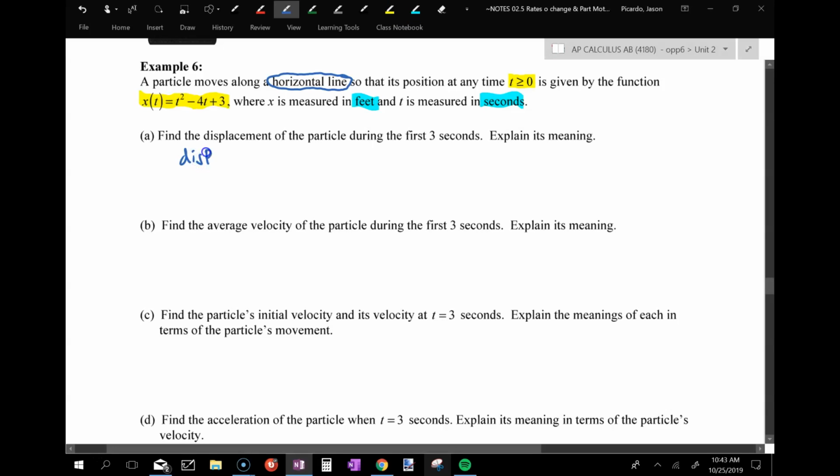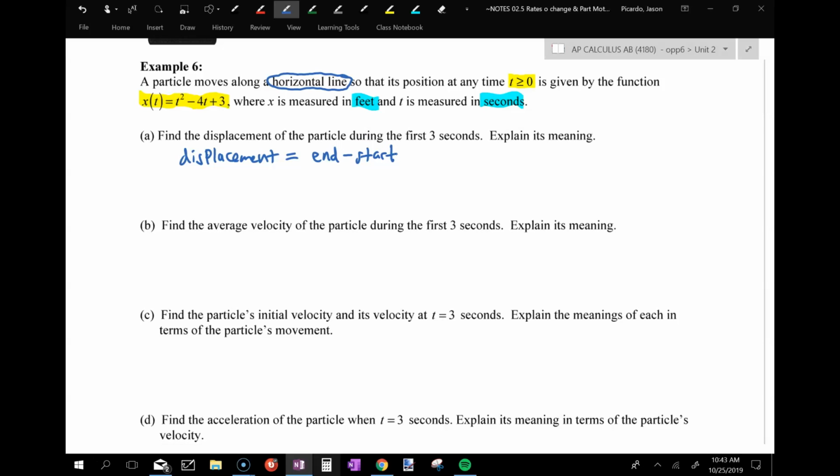Displacement is where I ended up minus where I started, right? So it's ending minus starting. End minus start. So what does this question ask? It says find the displacement during the first 3 seconds, right?